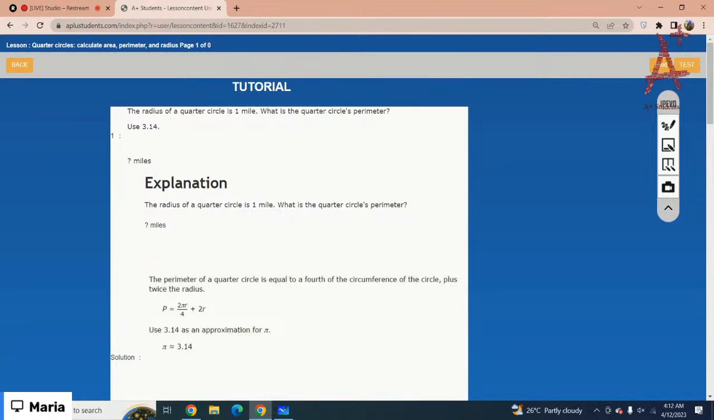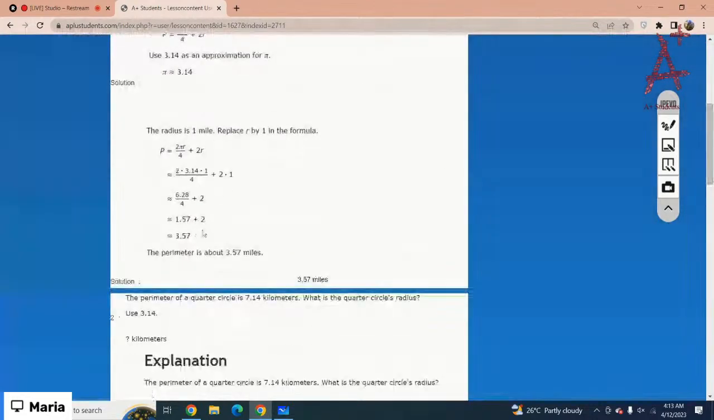So the perimeter is 1/4 of the circumference plus twice the radius. Got it? So just put the values in the formula and calculate the perimeter. Got it? Here you have 2 pi r divided by 4 plus 2r. Got it? It would be 3.57.